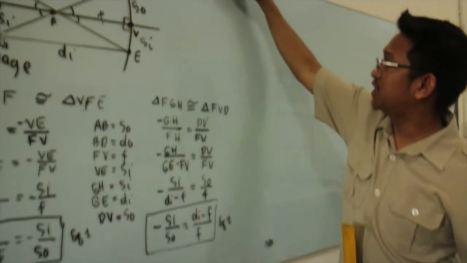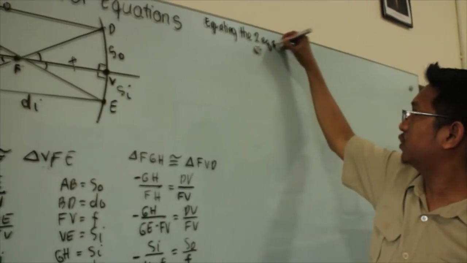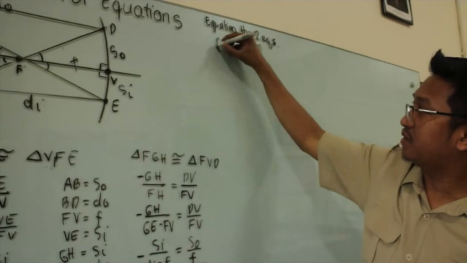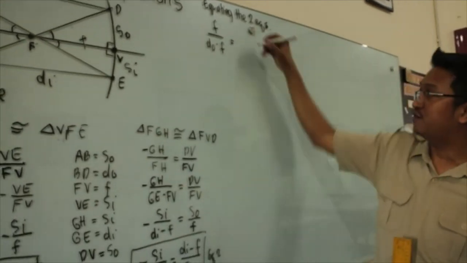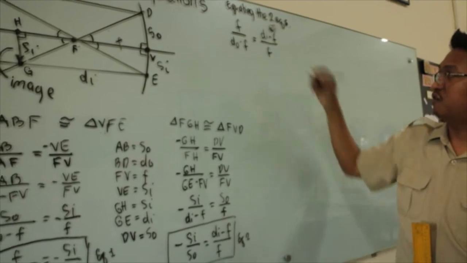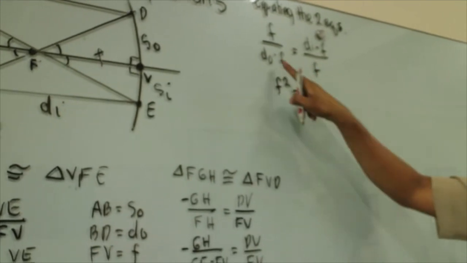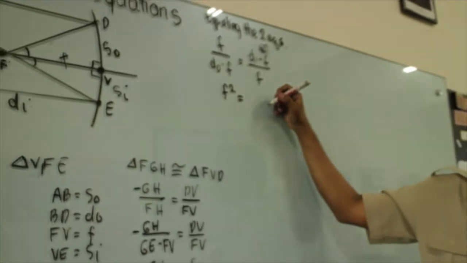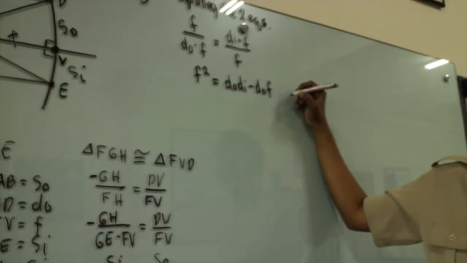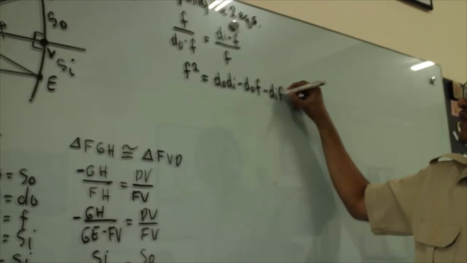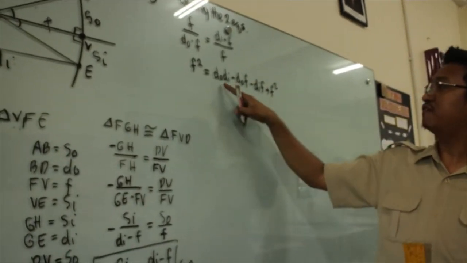Let's write it in here. Equating the two equations, for this equation we have F over DO minus F equals, for this equation, DI minus F over F. What do we do next? Cross multiply. So F times F is F squared, equal to DO minus F times DI minus F. That's DODI minus DOF minus DIF plus F squared. That's correct. Then we have to simplify this.